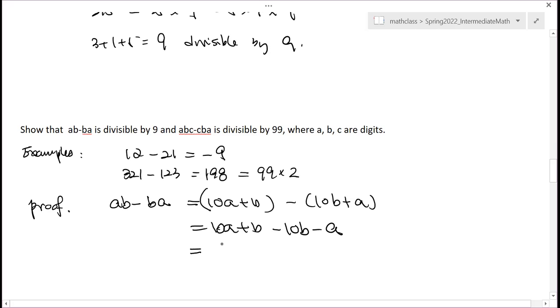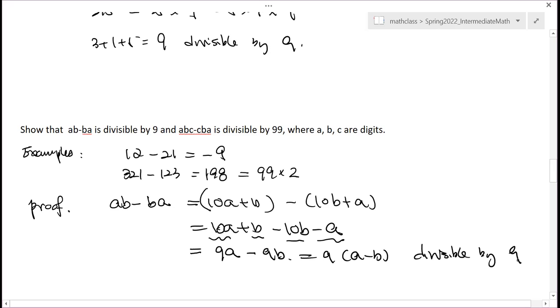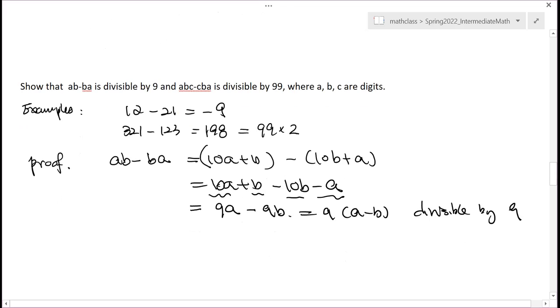So I get 10A minus A is 9A. B minus 10B would be negative 9B. Okay, so now there's a factor of 9 here. So you take a 9 out, you have an A minus B. So A minus B is another integer. Could be 1, could be negative 1, could be 2, negative 2, right? So clearly this is divisible by 9, right? And for the same reason, you can do this as a problem.